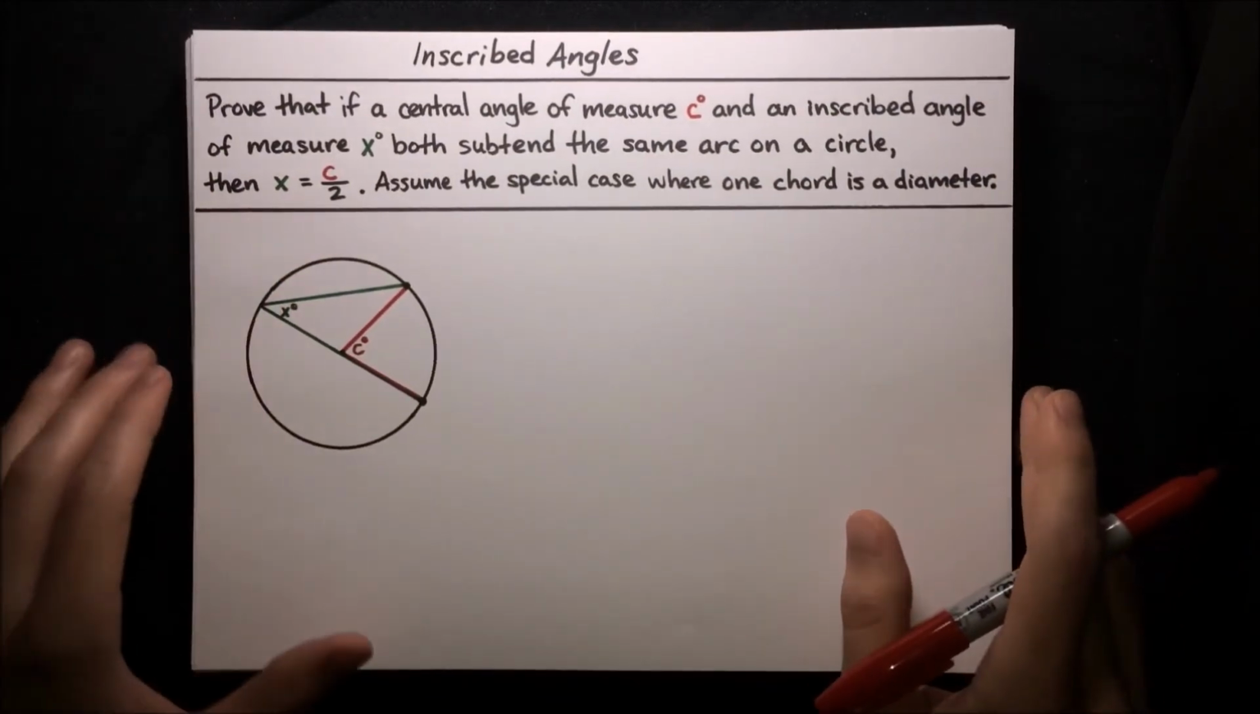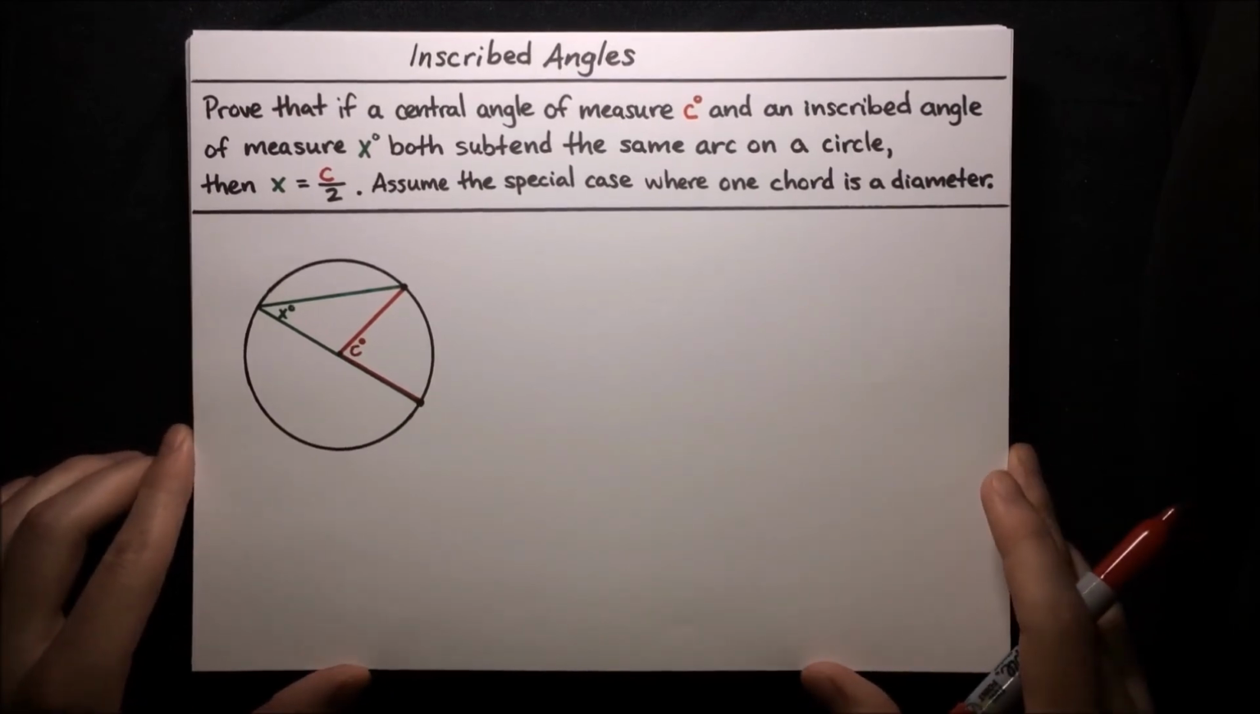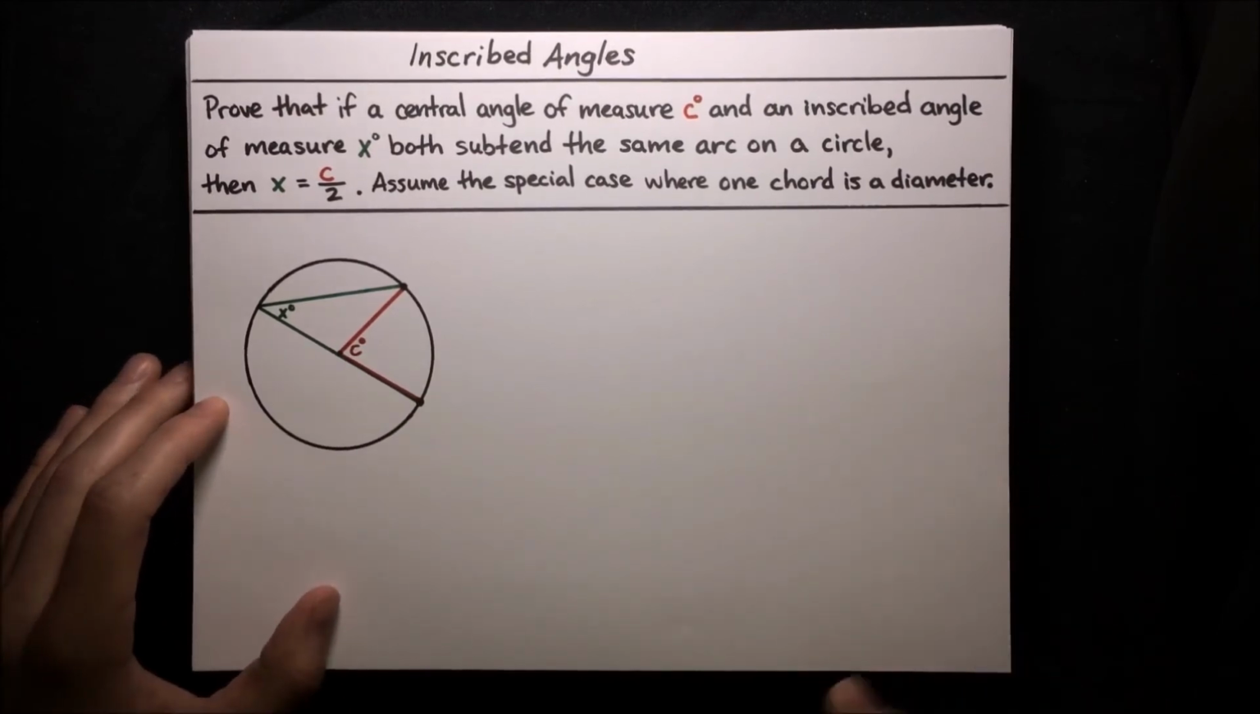Alright, so we've been using the fact that the measure of an inscribed angle is equal to half the measure of a central angle which subtends the same arc. But why is this even true in the first place? That's what we're going to learn in this question. We need to prove that if a central angle of measure c degrees and an inscribed angle of measure x degrees both subtend the same arc on a circle, then x equals c over 2.